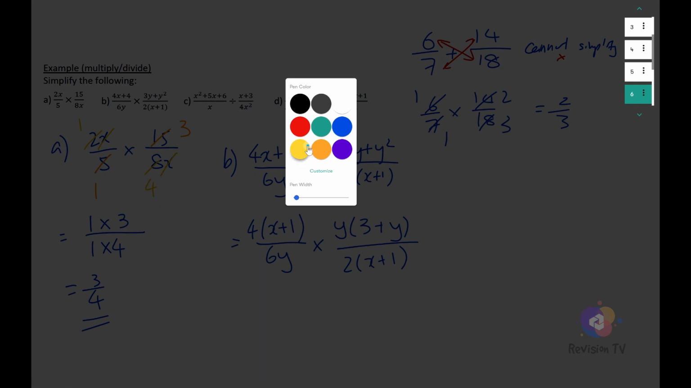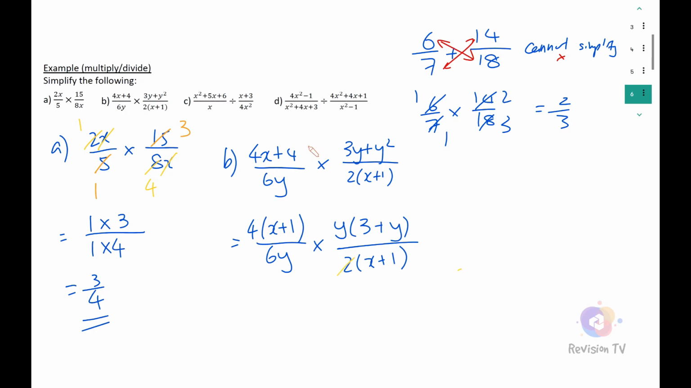So what can we simplify in here? First of all, the 2 and the 4. What else? Y and the y. And then, last but not least, the 2 and the 6. Now, can the 3 in here cancel out? No, they can't, because it's 3 plus y. Unless it's 3 plus y, then we can cancel out the whole thing. We cannot just simplify the 3 out. Cannot cancel down 3 out.